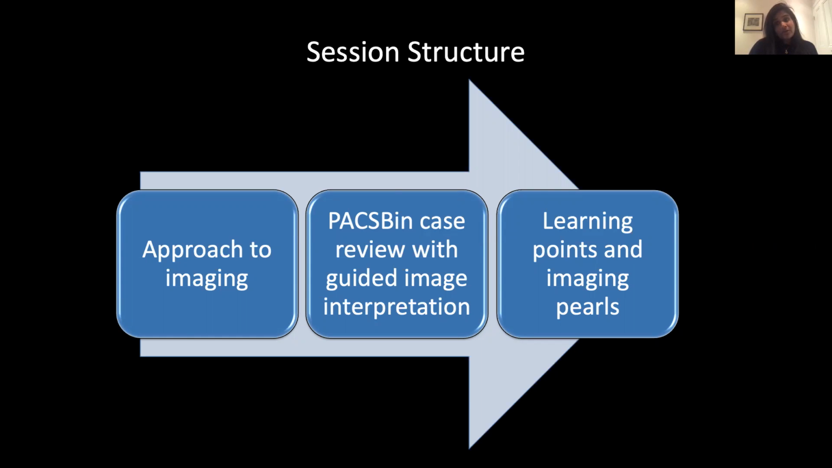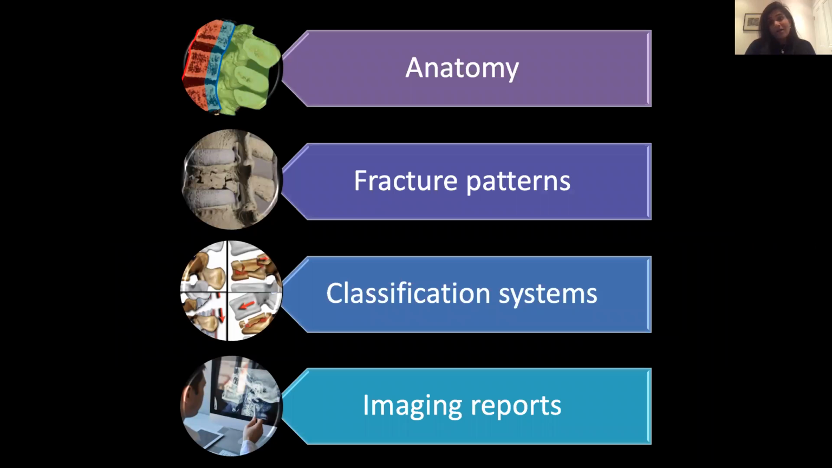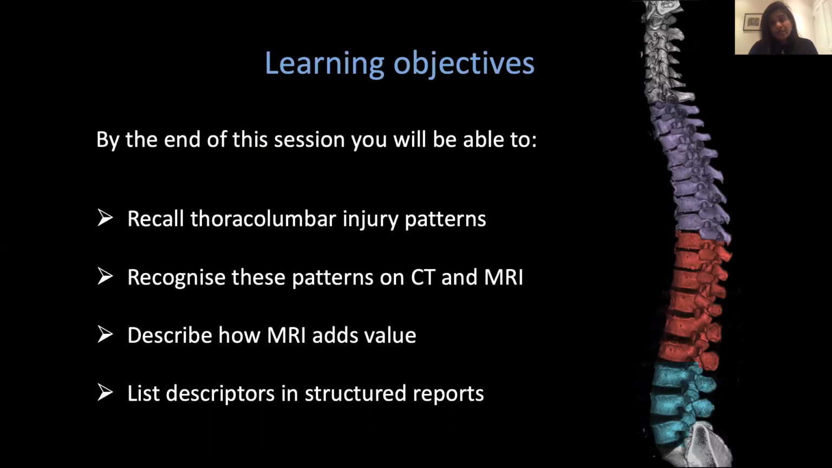So just to first go through a background to thoracolumbar trauma before we go through the cases and what I'm going to talk about today. I'm going to cover the anatomy of the thoracolumbar spine and how that impacts upon fracture pattern, what the various different fracture patterns that we see are, some classification systems that are commonly in use, and what we should be putting in our imaging reports. So by the end of today's session, hopefully you will be able to recall various thoracolumbar injury patterns, how to recognize these patterns on CT and MRI, and describe how an MRI adds value in this setting, and then list the descriptors that you should be adding in your structured reports.